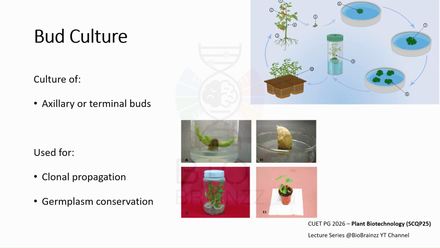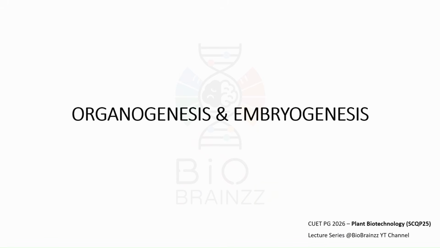Bud culture refers to the in vitro cultivation of axillary or terminal buds. It is used primarily for clonal propagation and for conserving germplasm of valuable genotypes. Because buds contain organized meristematic tissue, this method is relatively reliable and produces genetically uniform plants. Bud culture is sometimes considered under the broader umbrella of micropropagation techniques.